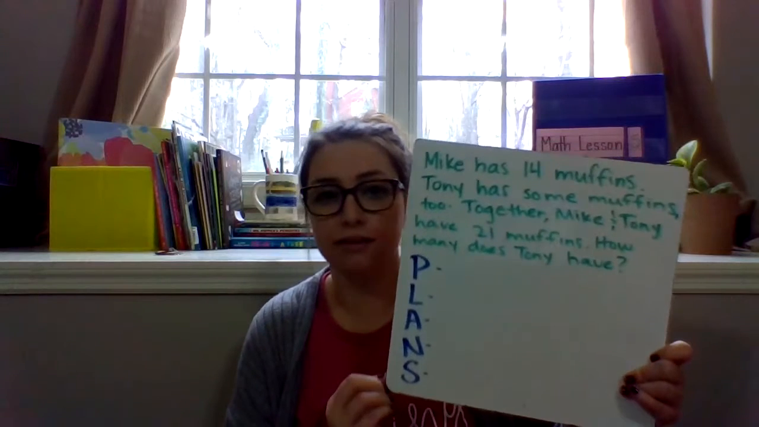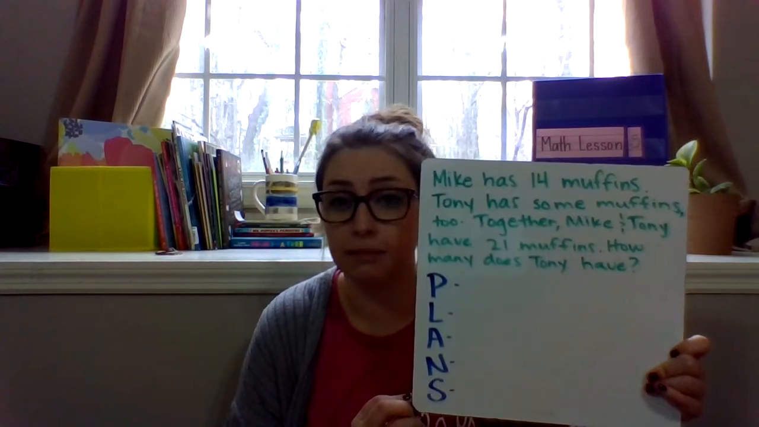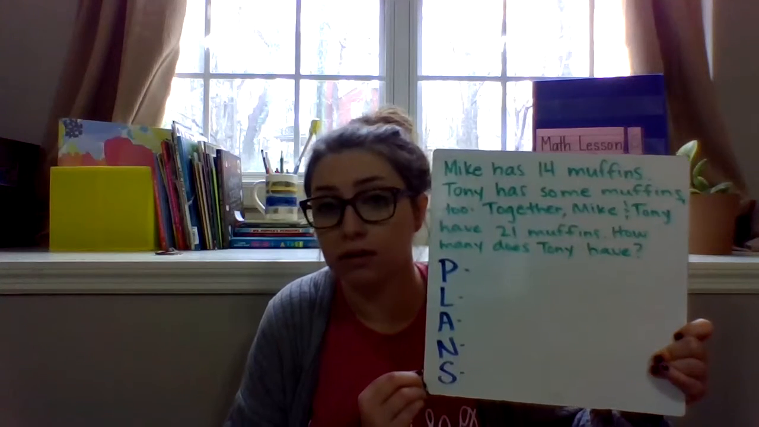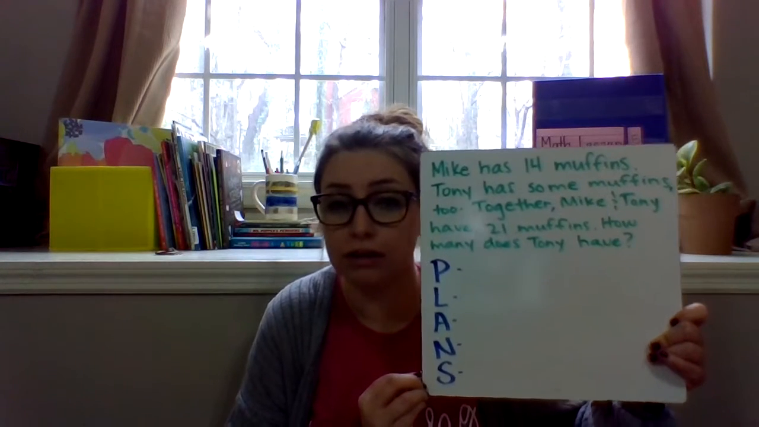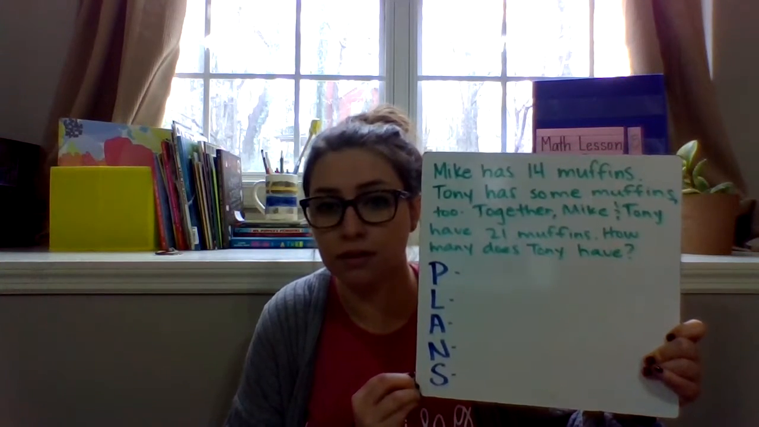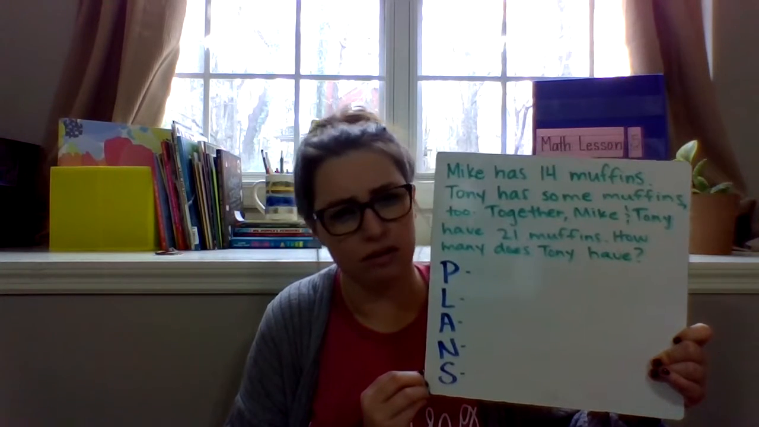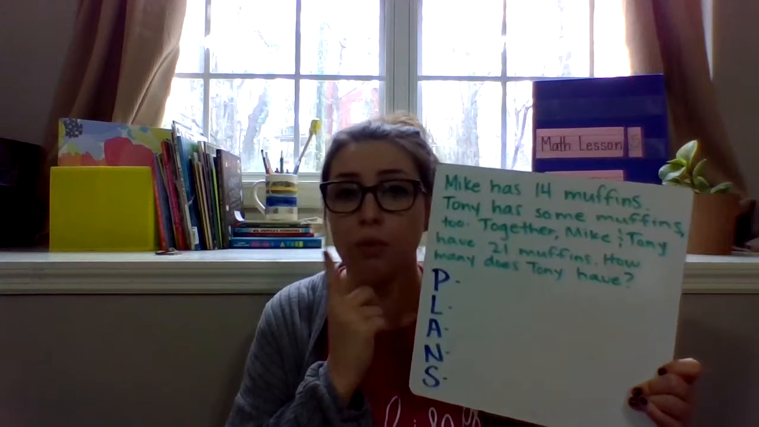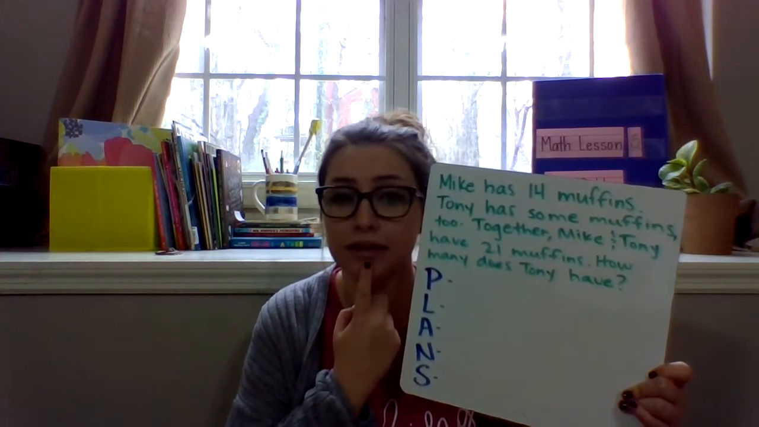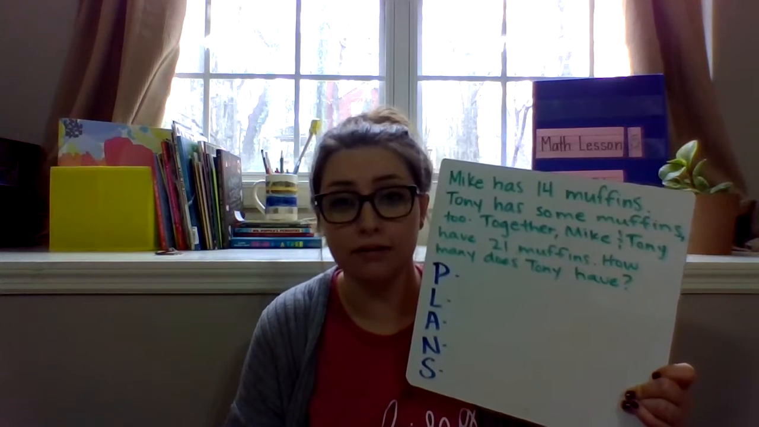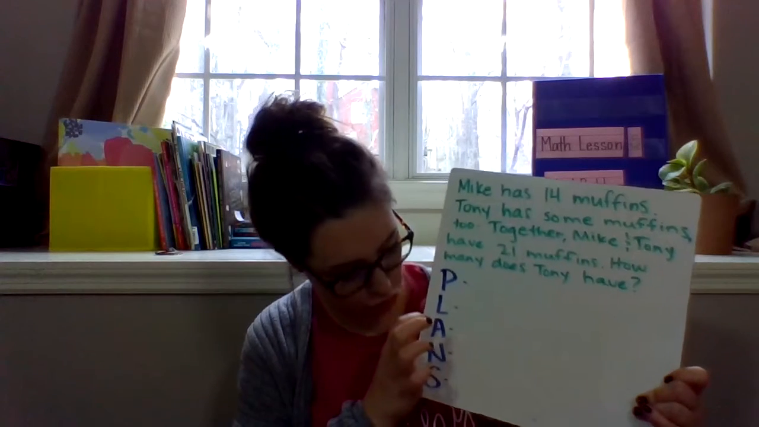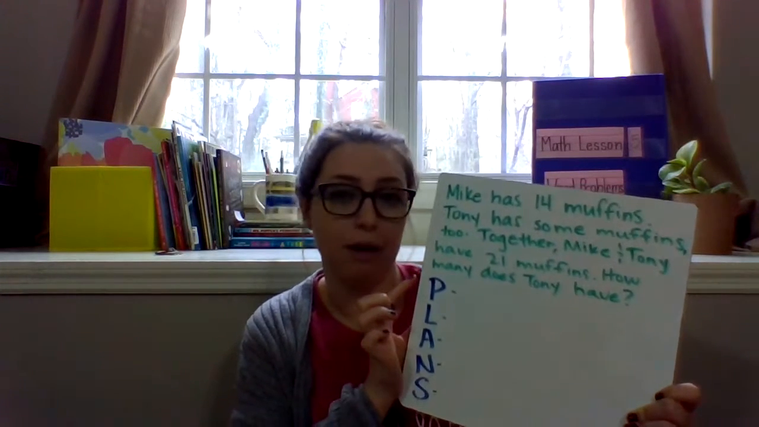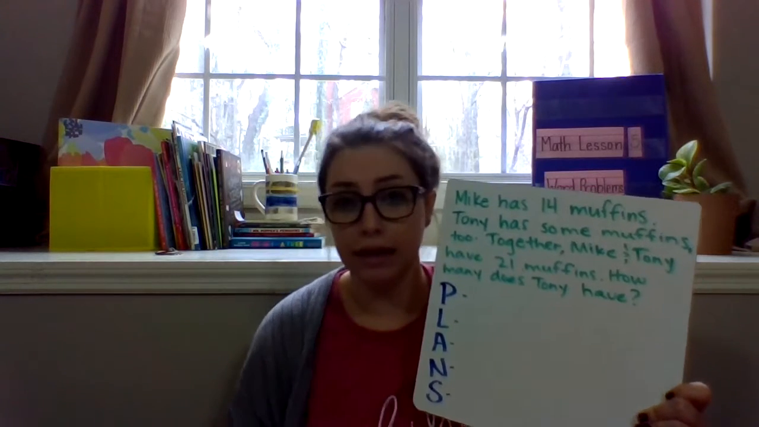This one says, Mike has 14 muffins. Tony has some muffins too. Together, Mike and Tony have 21 muffins. How many does Tony have? That can be kind of tricky. We have to think about what kind of problem this is. When we're using plans, one thing that we need to do is we need to label, and we need to think about what type of problem it is.